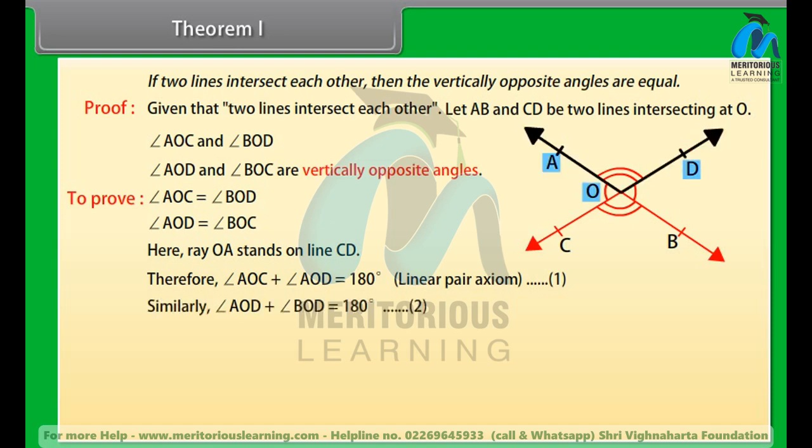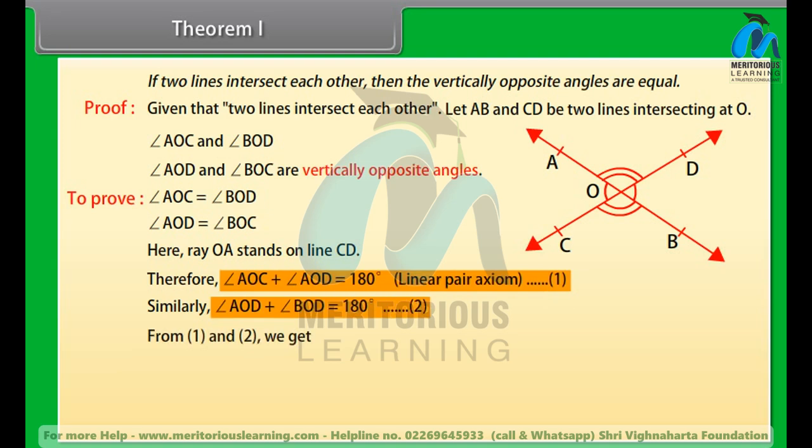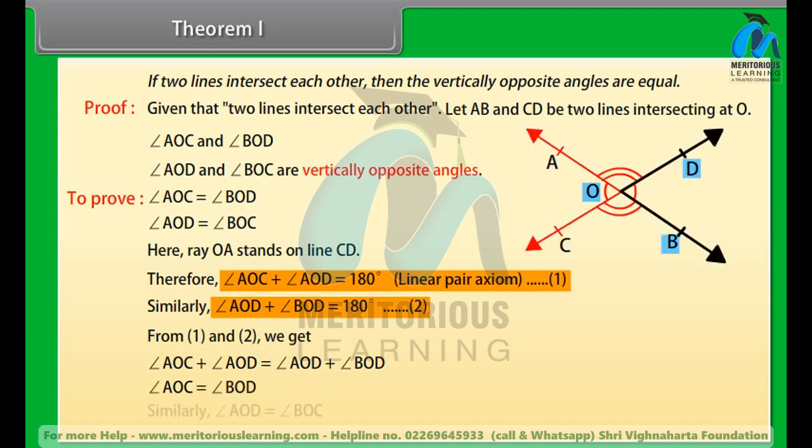Similarly, angle AOD plus angle BOD is equal to 180 degrees. Mark it as 2. From 1 and 2 we can write angle AOC plus angle AOD is equal to angle AOD plus angle BOD. This implies that angle AOC is equal to angle BOD. Similarly, it can be proved that angle AOD is equal to angle BOC.